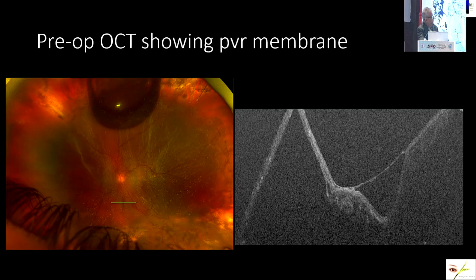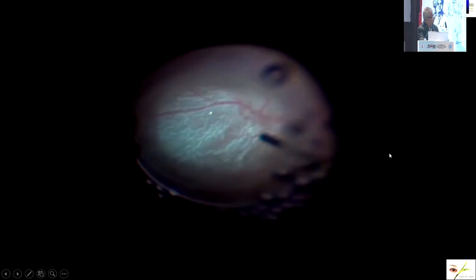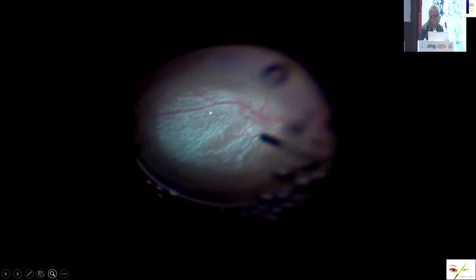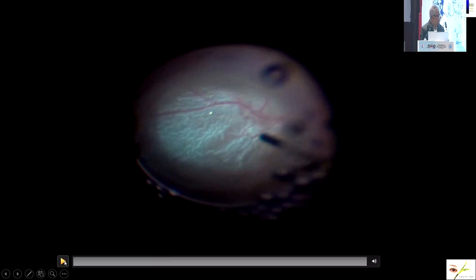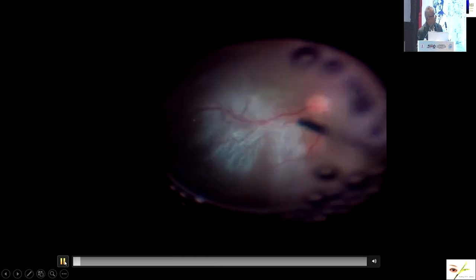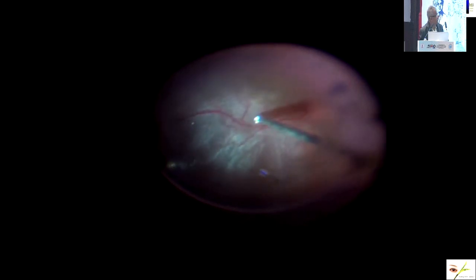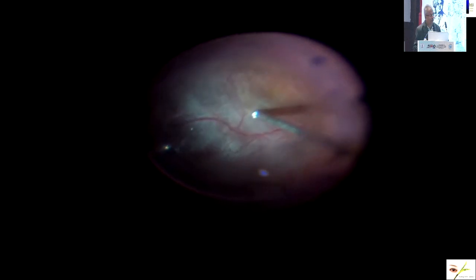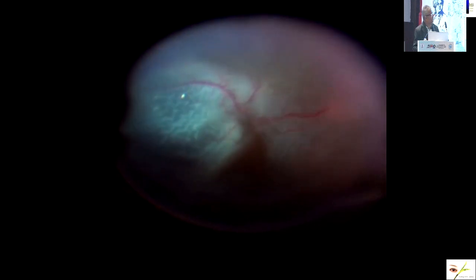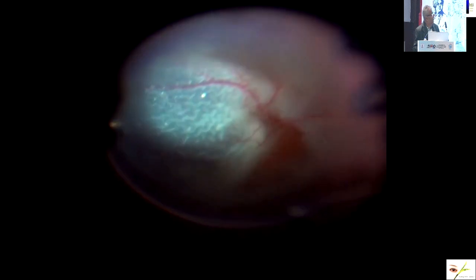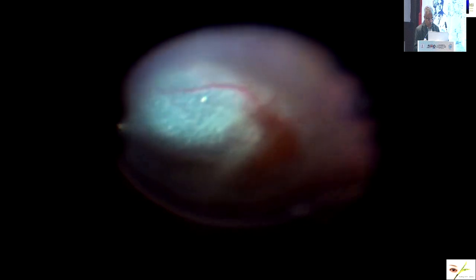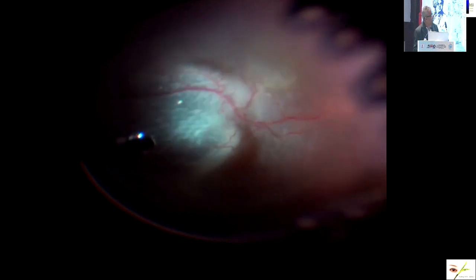Now, this is a patient of PVR. We could demonstrate a membrane here on OCT, and I'm showing you the surgery. Now here you don't see any definite membrane in the surgery, though the retina is a little stiff there. But since I had seen the membrane on OCT, we searched for it, we scratched the retina, and we could remove the membrane in the retina quite well.